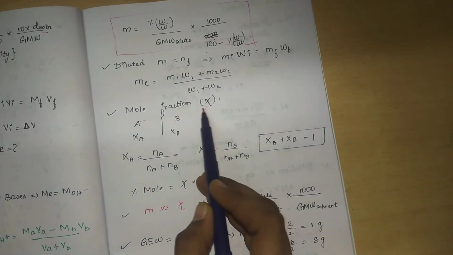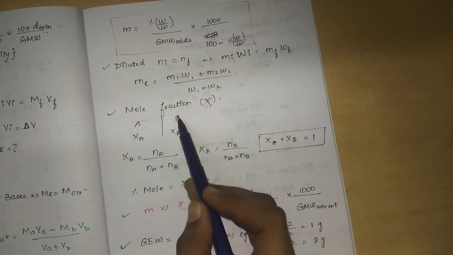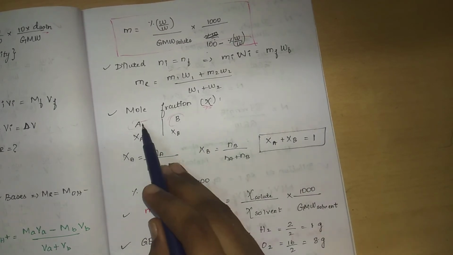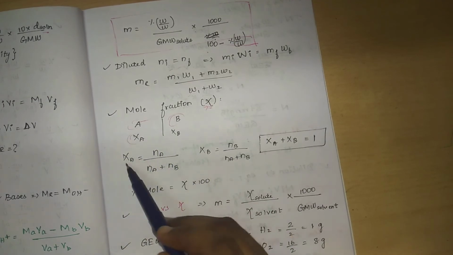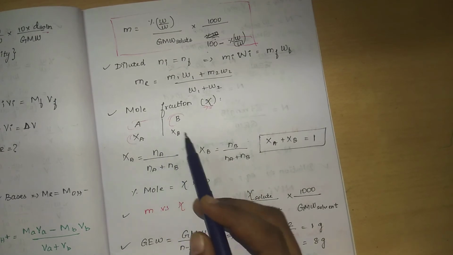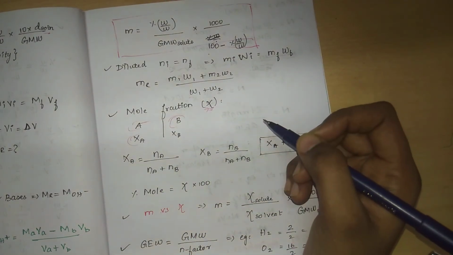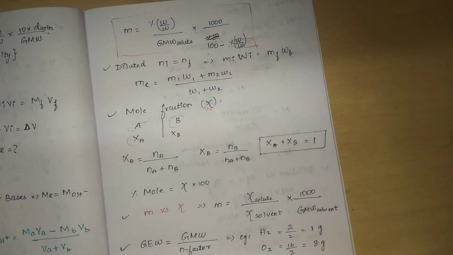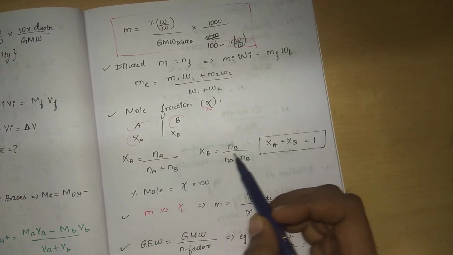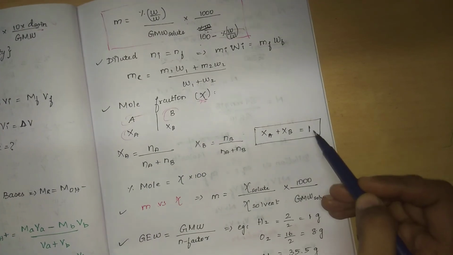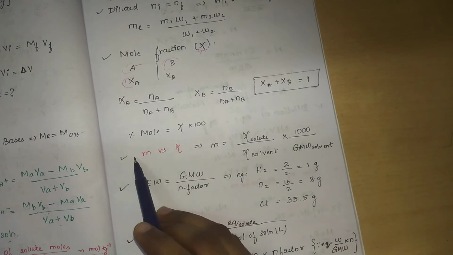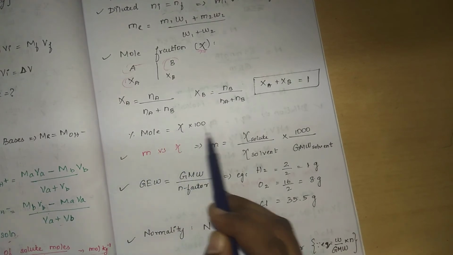Then mole fraction. It is represented by chi. I am taking a solute and a solvent. Solute mole fraction is chi A. Solvent is chi B. What is the definition for mole fraction? It is the number of moles of solute divided by total number of moles of the solution. It is equal to Na by Na plus Nb. Chi B means Nb by Na plus Nb. So if you add both the mole fractions, you will get 1. They also ask the mole percent, which means chi into 100.